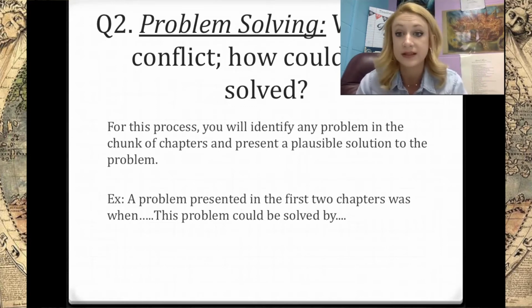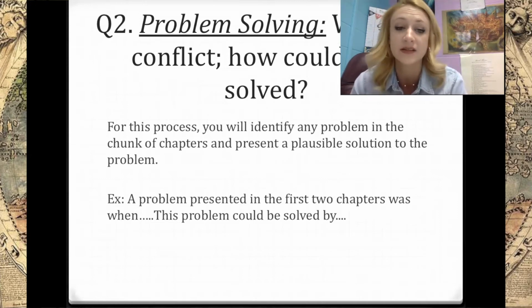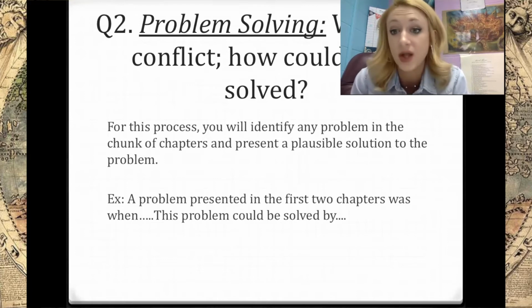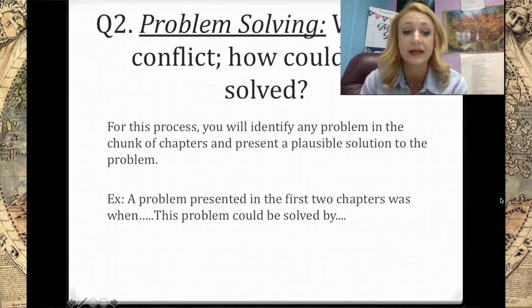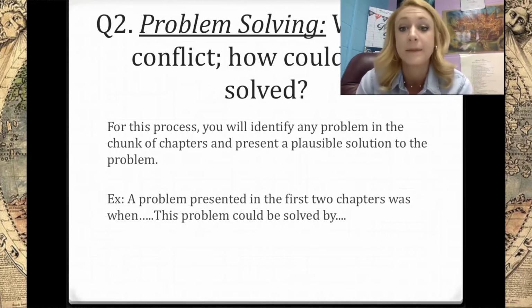So go back through there and skim and find what you feel to be the most significant conflict from this chunk of chapters. And then you yourself are going to propose a logical solution. So how could this be solved? So I have an example of sentence starters here. A problem presented in the first 2 chapters was when blank. This problem could be solved by blank.